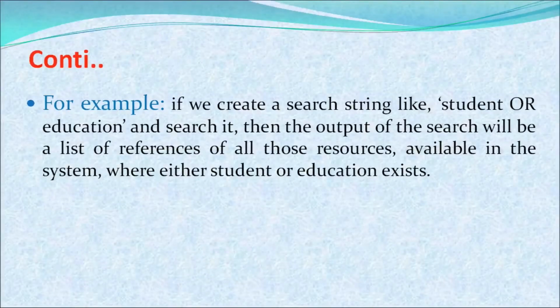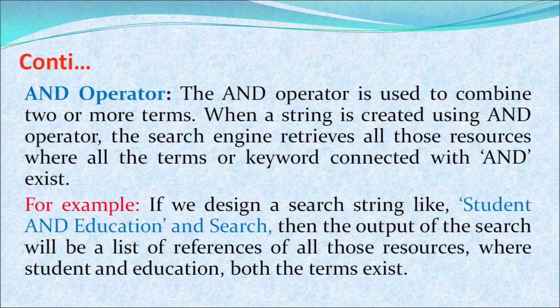For example, if we create a search string like student OR education and search it, then the output of the search will be the list of references of all those resources available in the system where student or education exists. Then we have the AND operator, which combines two or more terms.